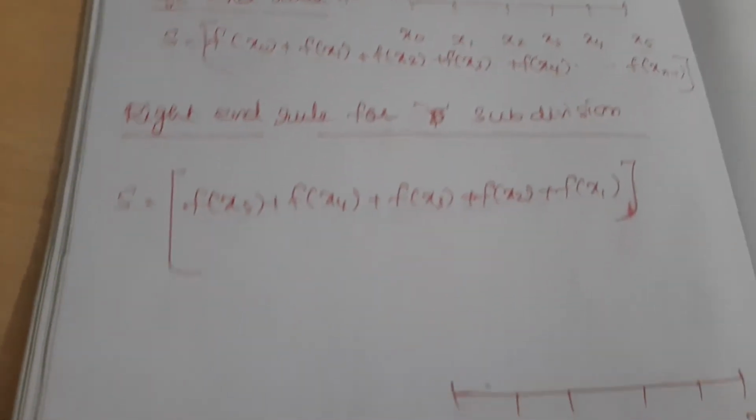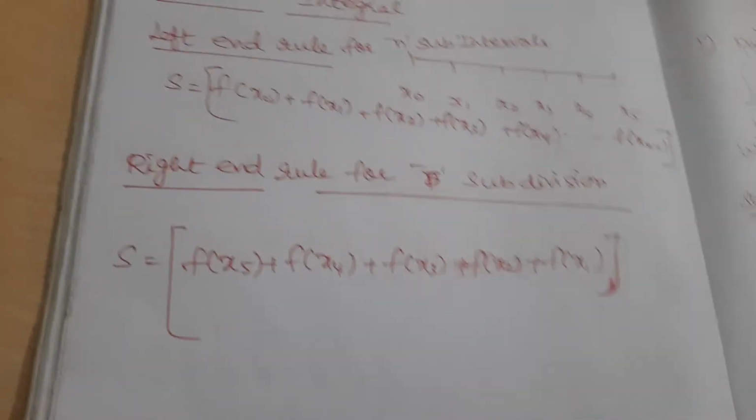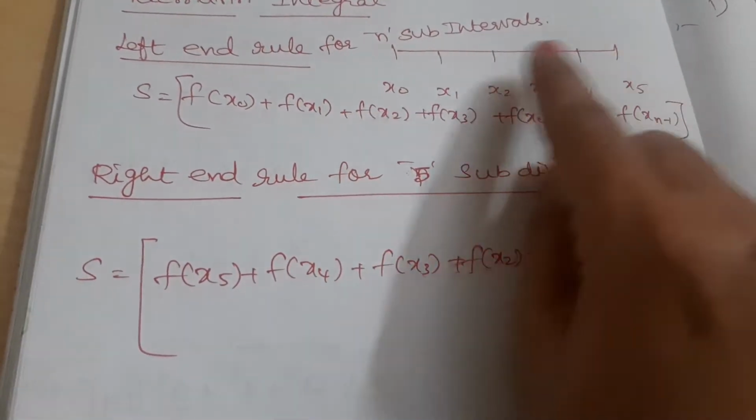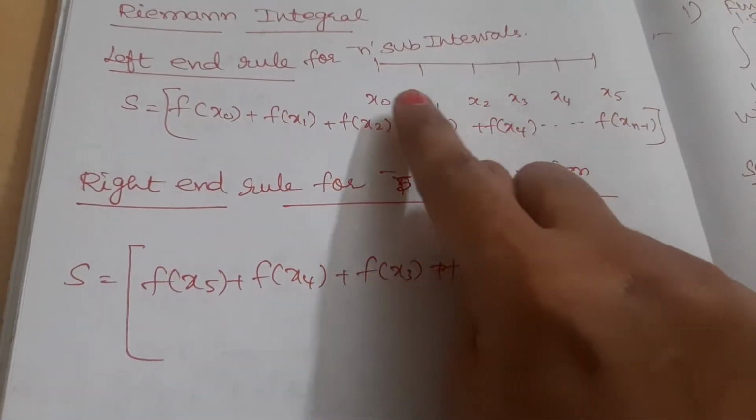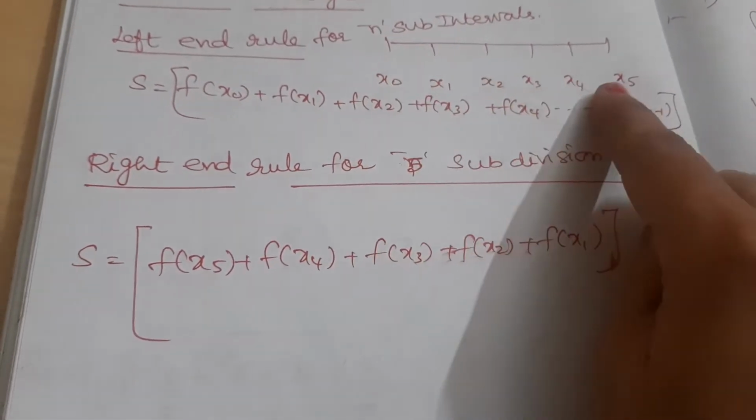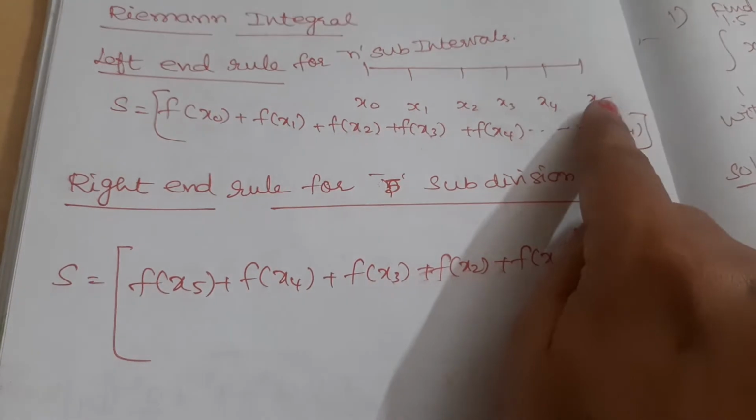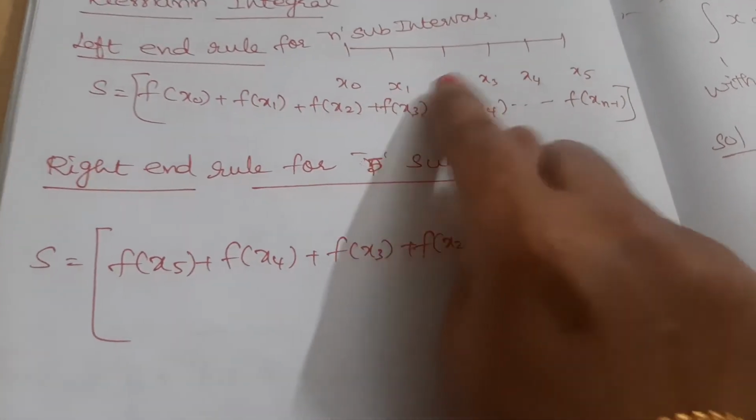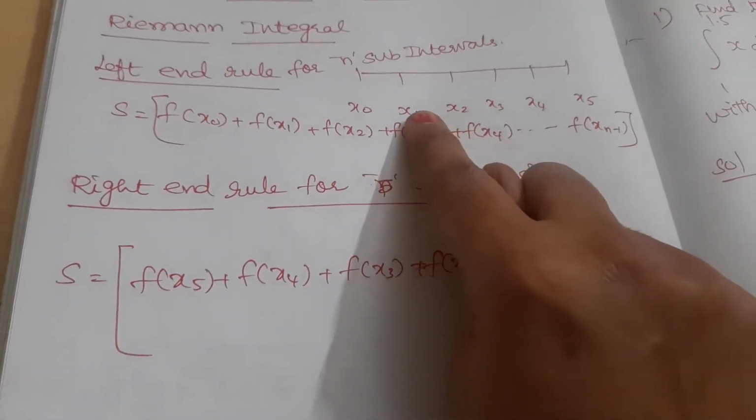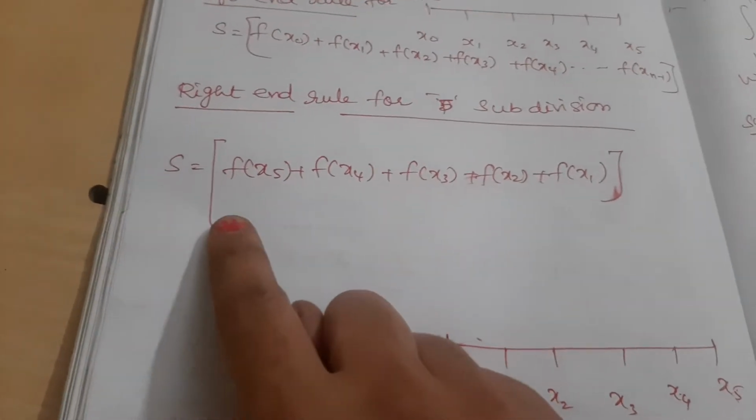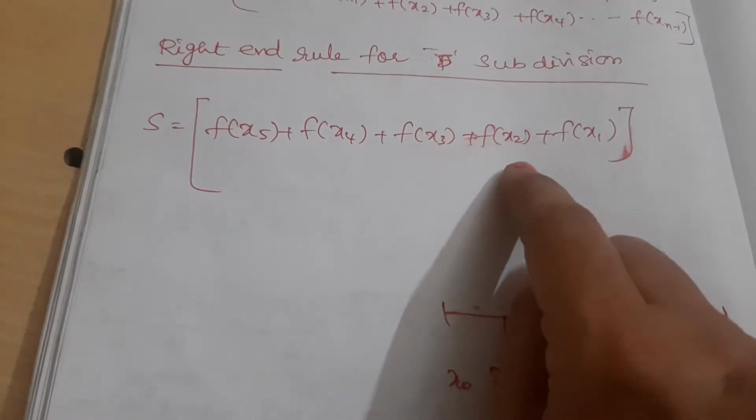Then the right-hand rule for 5 subdivisions. That is nothing but we have to start from the right side. So we split this interval as x0, x1, x2, x3, x4, x5. Left-hand rule means we go from the left and take 5 numbers: 1, 2, 3, 4, 5. Right-hand rule means we take from the right side: 1, 2, 3, 4, 5. So from x5 to x1 we have to start. So S is equal to f of x5 plus f of x4 plus f of x3 plus f of x2 plus f of x1.